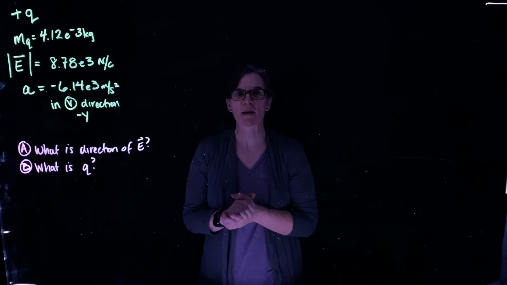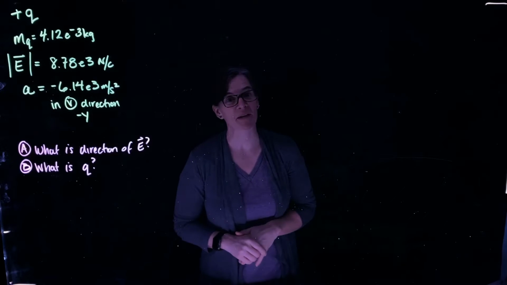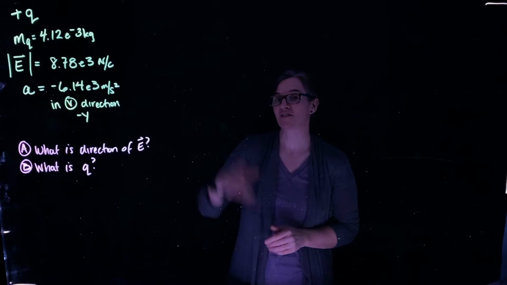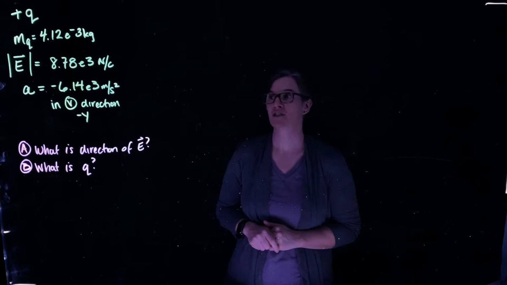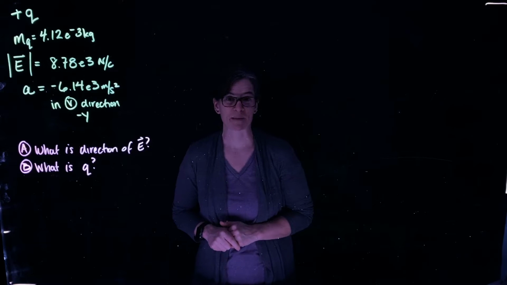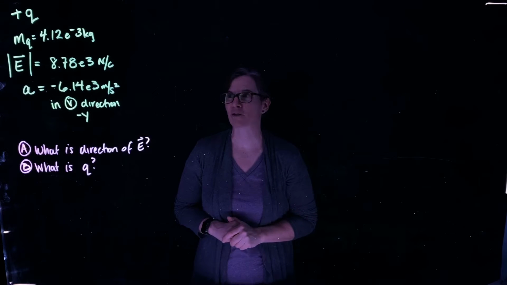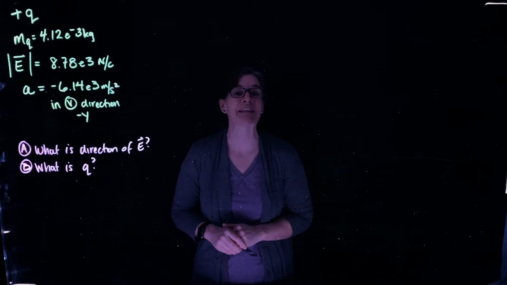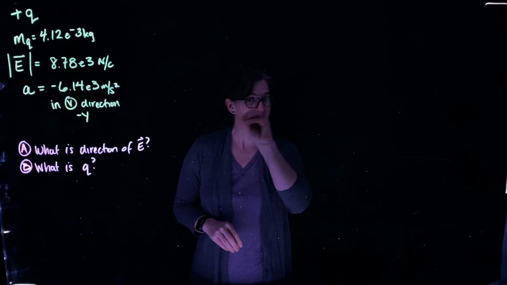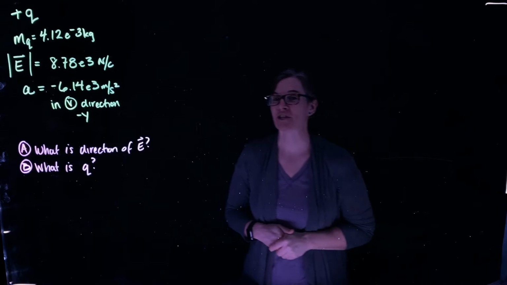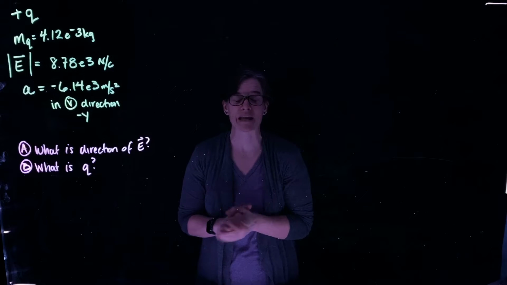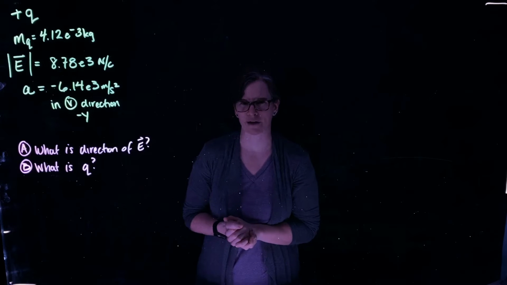Okay, this problem is going to look at the motion of a charged particle in the presence of an external electric field. So we have charged particle Q, positively charged, with a mass of 4.12 times 10 to the minus 3 kilograms. We place that particle in a uniform electric field whose magnitude is 8.78 times 10 to the third newtons per coulomb. When we place that particle at rest, it experiences an acceleration of 6.14 times 10 to the third meters per second squared in the purely vertical direction.